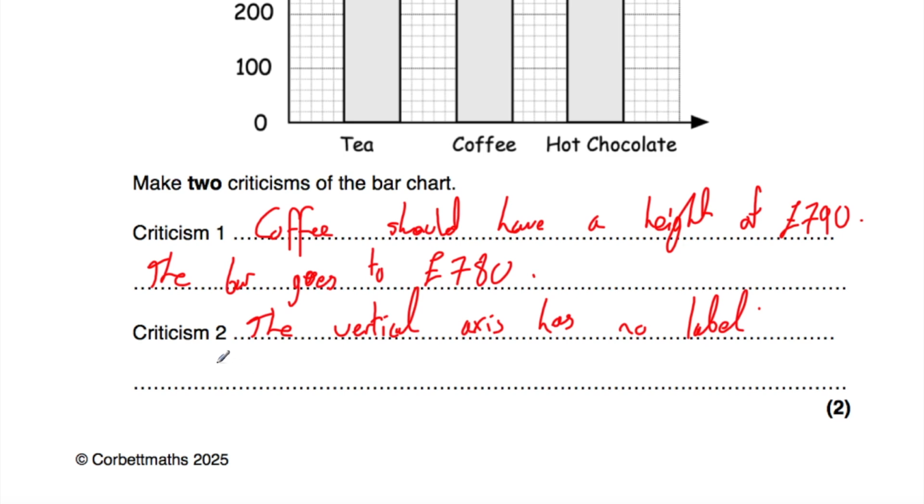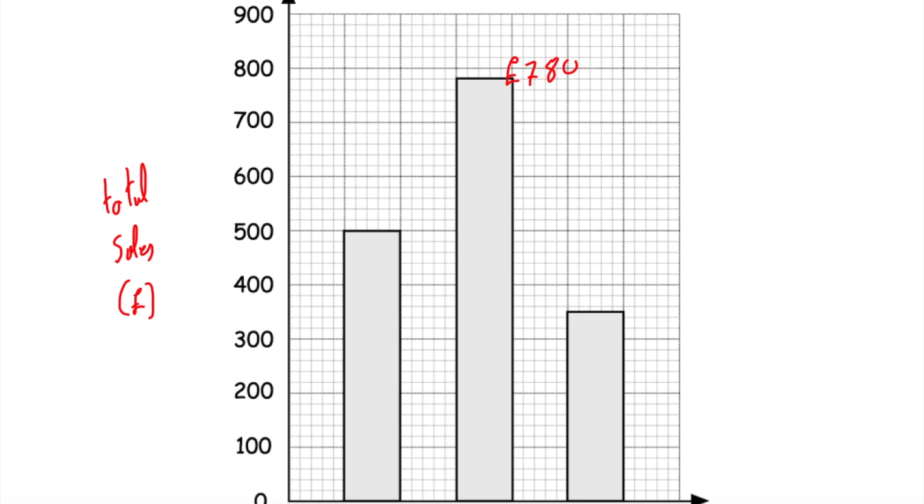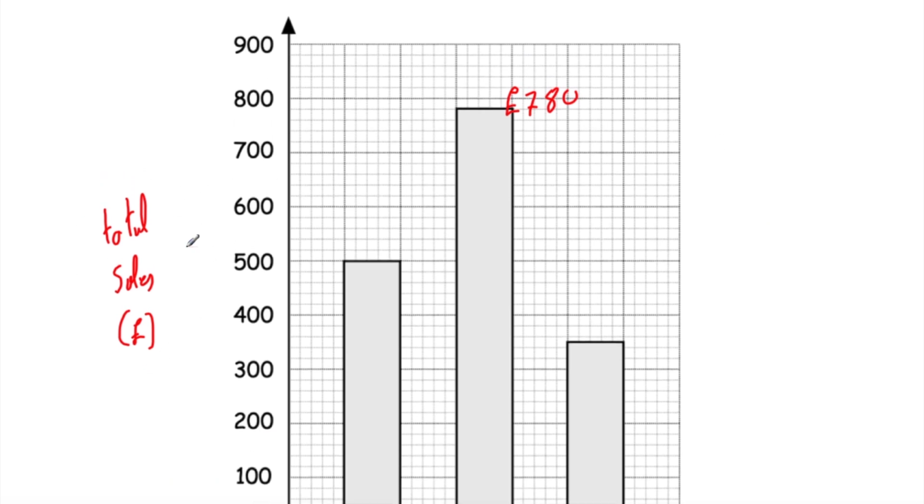So the second criticism that I've written down is the vertical axis has no label. There's no label there for that vertical axis. It should be labelled as total sales or something like that. Okay, and that's it. Okay, let's look at our next question, question number 5.